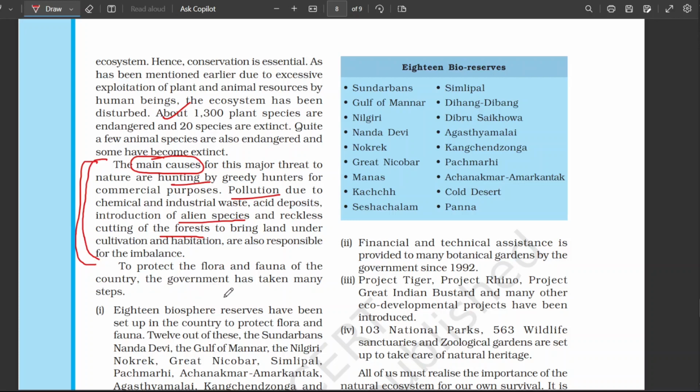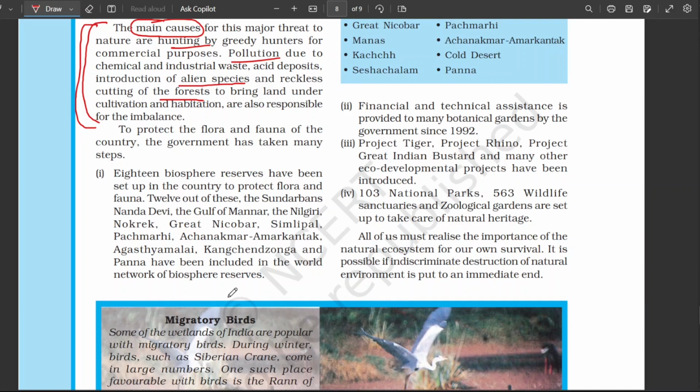To protect the flora and fauna of the country, the government has taken many steps. So what are the conservation steps that have been taken? 18 biosphere reserves, you can update the list, you should know about them, have been set up in the country to protect flora and fauna. And what is the difference between biosphere reserves, national parks, wildlife sanctuaries? Why are we declaring them differently? Why not just one type of designation for all? So try to find out what is the difference in protection level, punishments, etc.